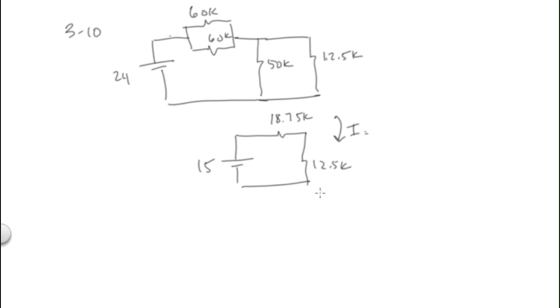So this one's 30, the total resistance, V over R, is 31.25K. So it's 15 divided by 31.25, or 0.48 milliamps. And what would be the voltage? 0.48 times 12.5 is 6. So my V across AB is 6 volts.